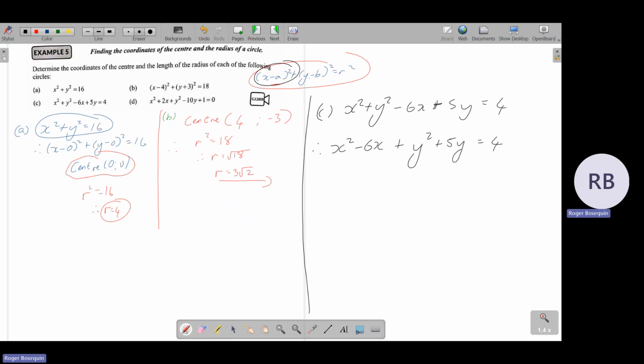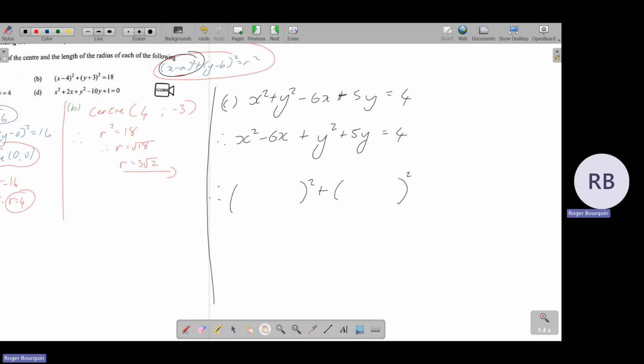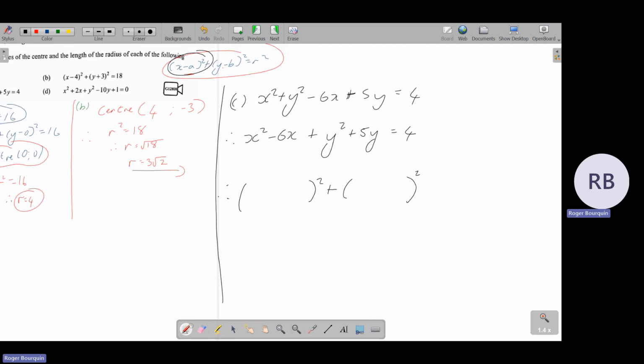Now I've got to write this as something squared plus something squared. So I'm going to have x something squared, y something squared is equal to 4, plus, and I'm going to balance again. You're going to balance this up. You're going to unbalance the equation, actually, like completing the square.